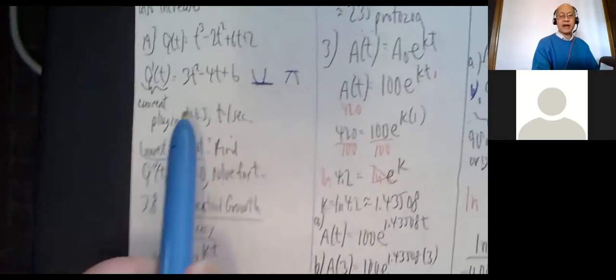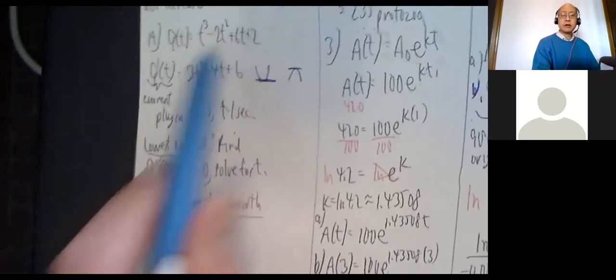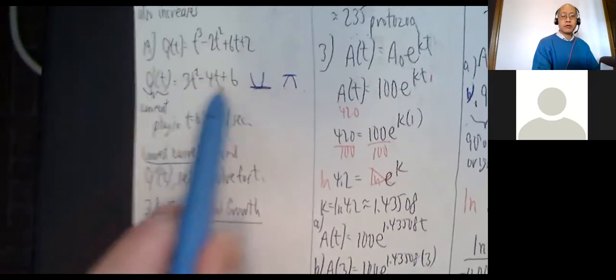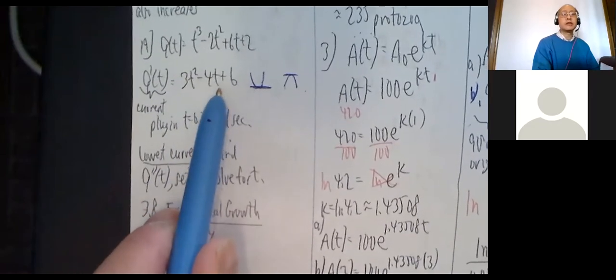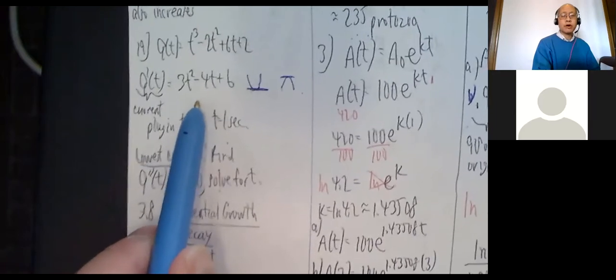I can do 1 for you in my head. Plug in 1. Don't plug it into the original function, plug it into the derivative. So plug in 1: 3 minus 4 plus 6 is 5. Oh wait, that gives 1 ampere as computed: 1 ampere.